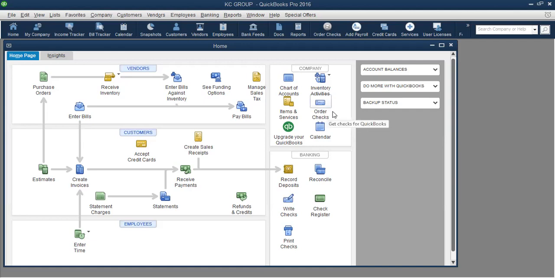There is what we call check order. We can order checks. We can order tax forms if you want from QuickBooks. But most of the time we don't need to order checks from QuickBooks. We shall see how we will be able to write checks, and writing checks is down here in this section. Ordering checks is also a service that QuickBooks provides, but some of those services are not for free. They come as an additional thing.